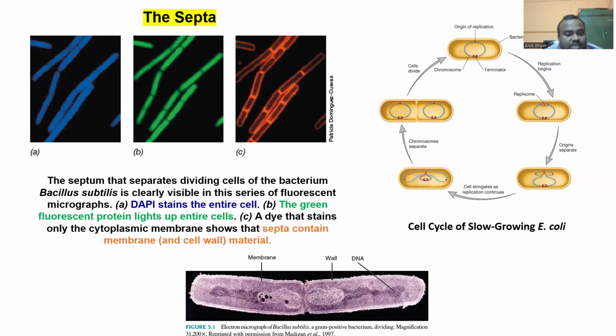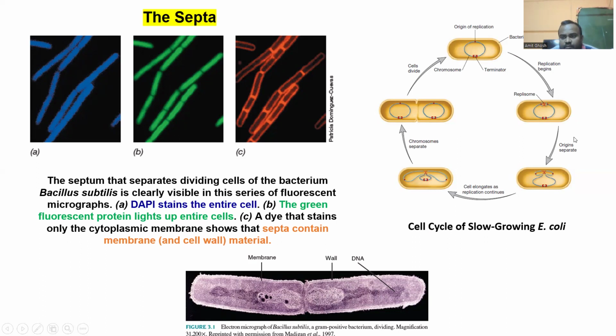Here you can see the DAPI stain of the entire cells. And panel B is green fluorescent protein, which lights up the entire cells. And panel C uses a dye that stains only the cytoplasmic membrane, so the septa contain membrane material. And if you look at the membrane material, you can clearly see the septum of the dividing cells here.